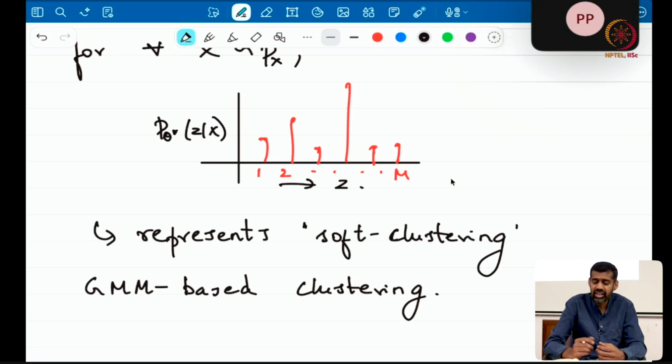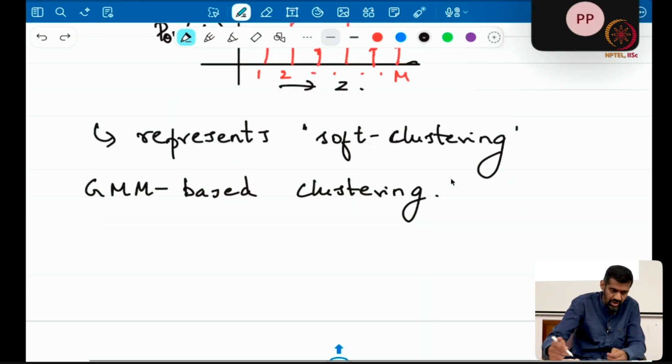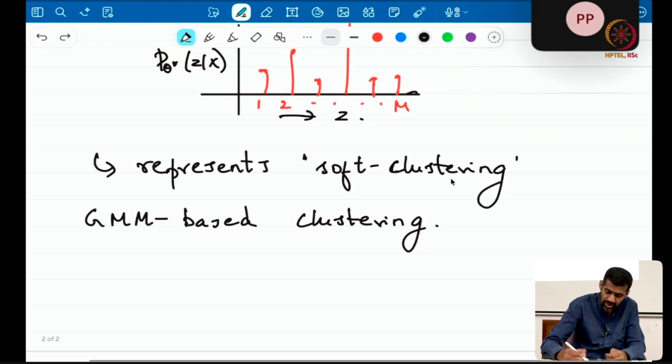In fact, the hyperparameter here is this capital M, the number of clusters that we would want. Whenever you run a GMM algorithm or a clustering algorithm in standard packages, you will have to choose M as a hyperparameter. How many groups do you want? So this is GMM clustering.